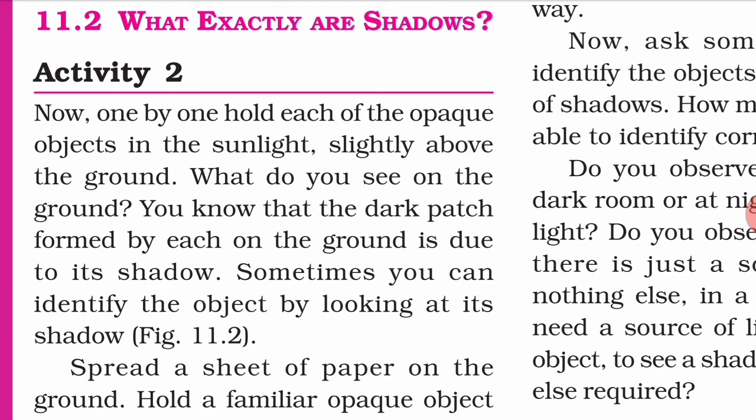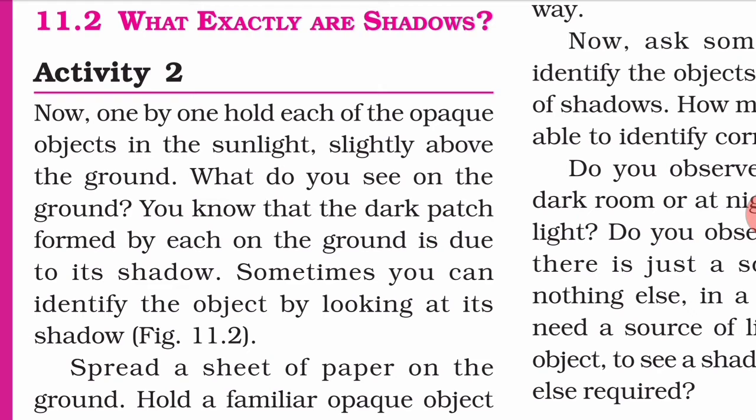Let's take an example. Let's do one kind of activity. You can spread a sheet of paper on the ground and hold one opaque object just above the ground, slightly above your hand, and see that the shadow of that object falls on that paper, and ask one of your friends to draw the outline of the object.